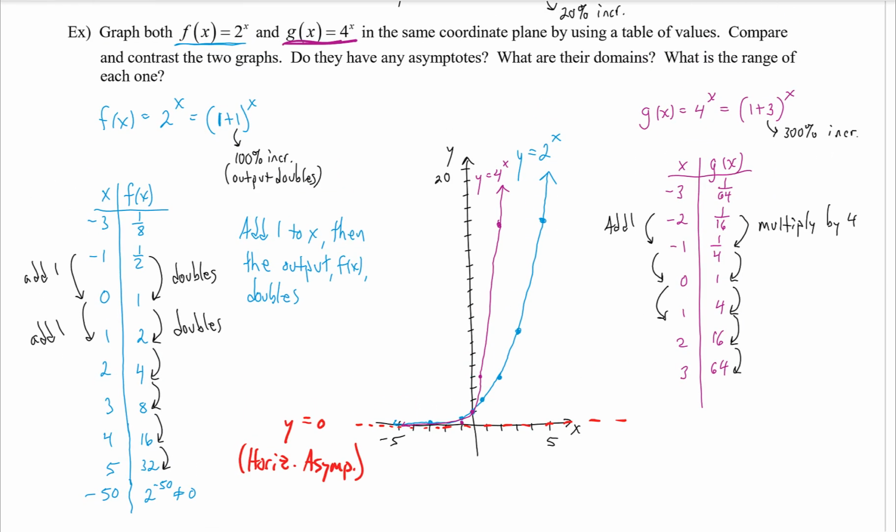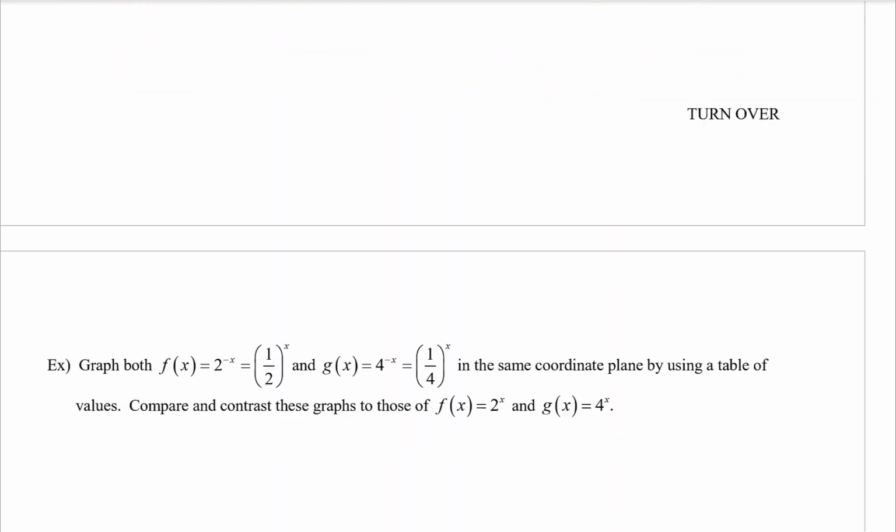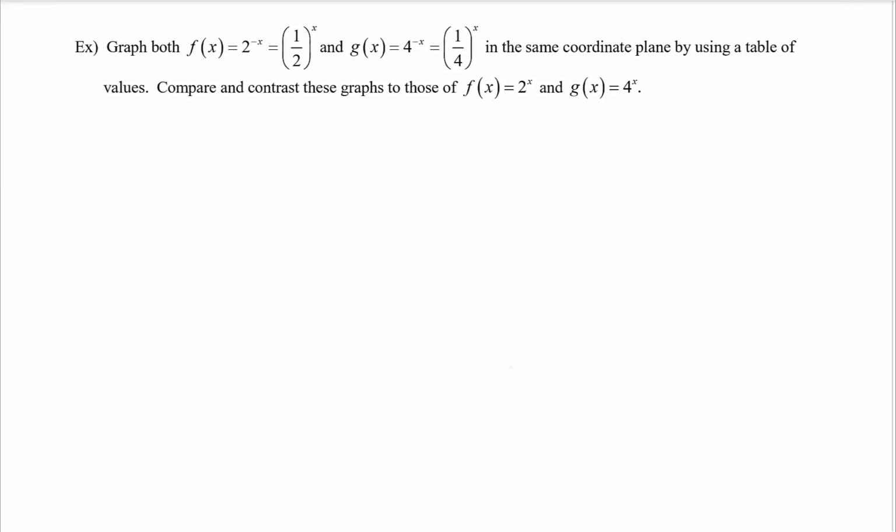Well, what if instead of adding a number to 1, you subtract a number from 1? What would happen in that case? So what if we had 1/2 to the x? Well, that'd be the same thing as doing 1 minus 0.5. So that means we have a 50% decrease. So my output's going to decrease by 50% every time x gets bigger by 1. So again, we can see that in the arithmetic.